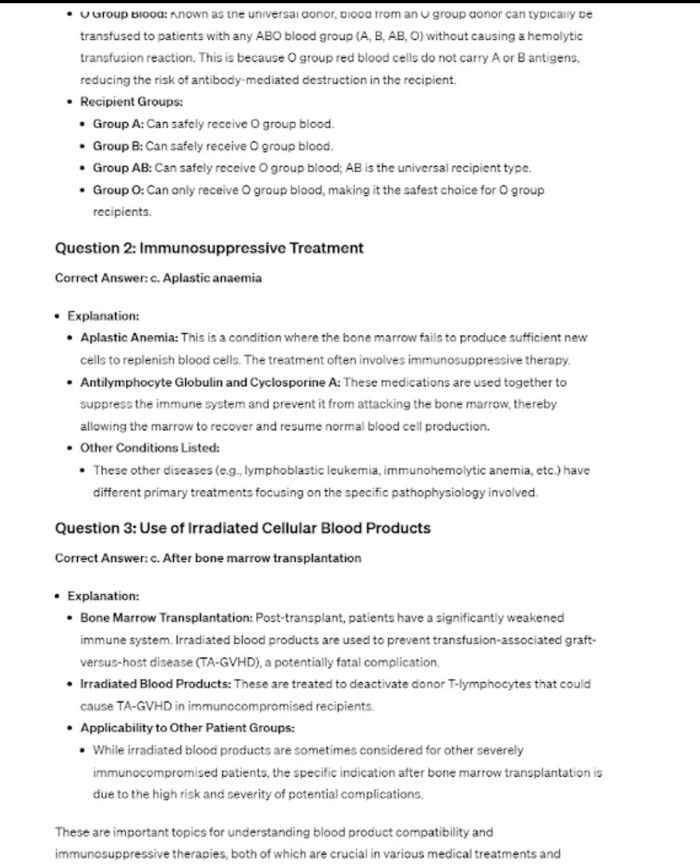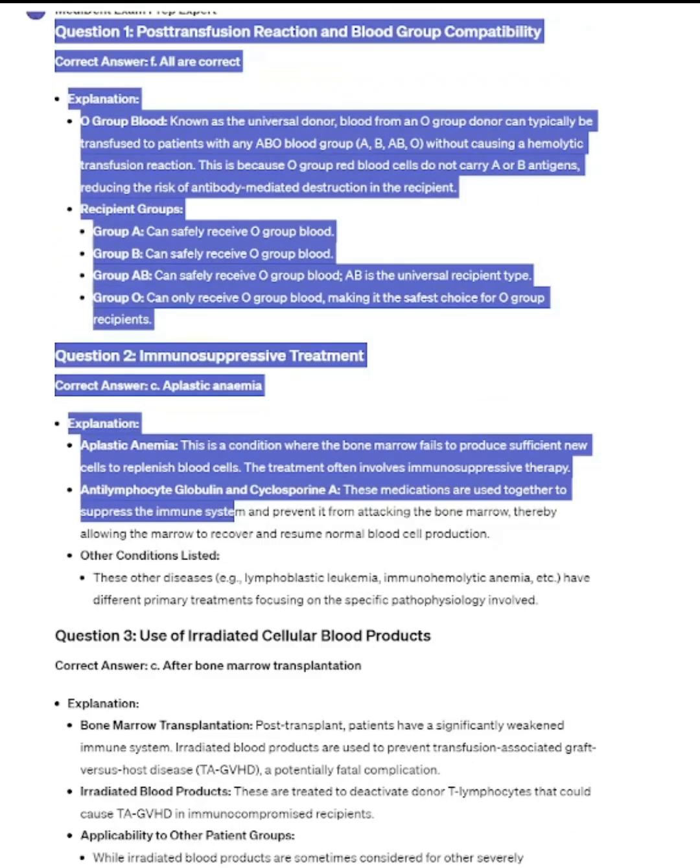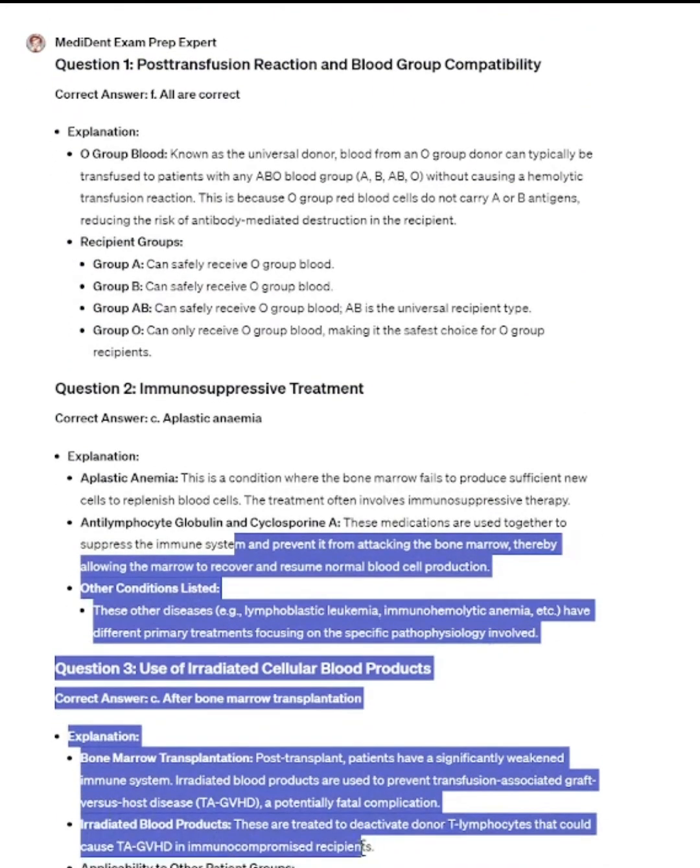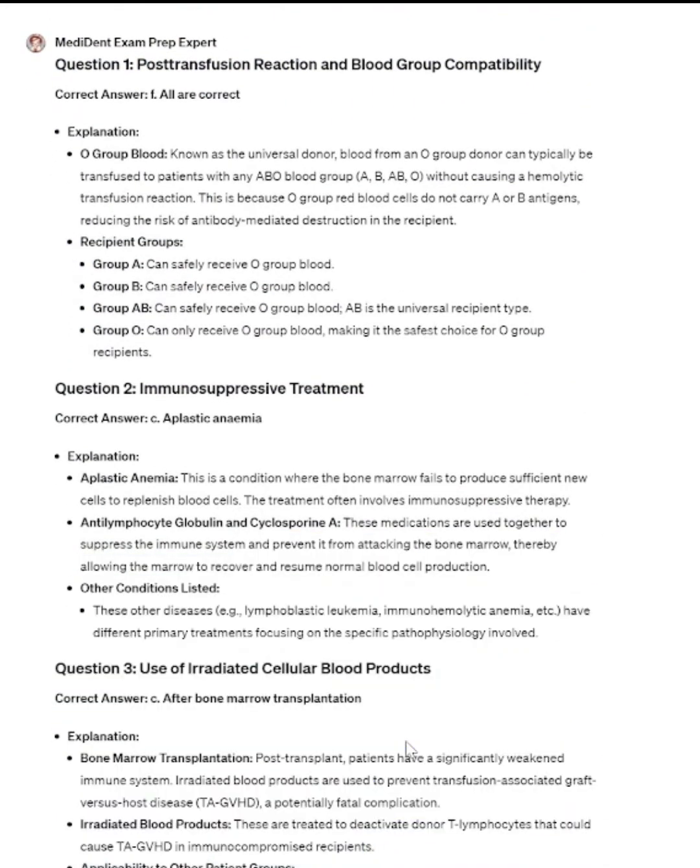Group B can safely receive O group blood. Group AB can safely receive O group blood. AB is the universal recipient type. Group O can only receive O group blood, making it the safest choice for O group recipients.